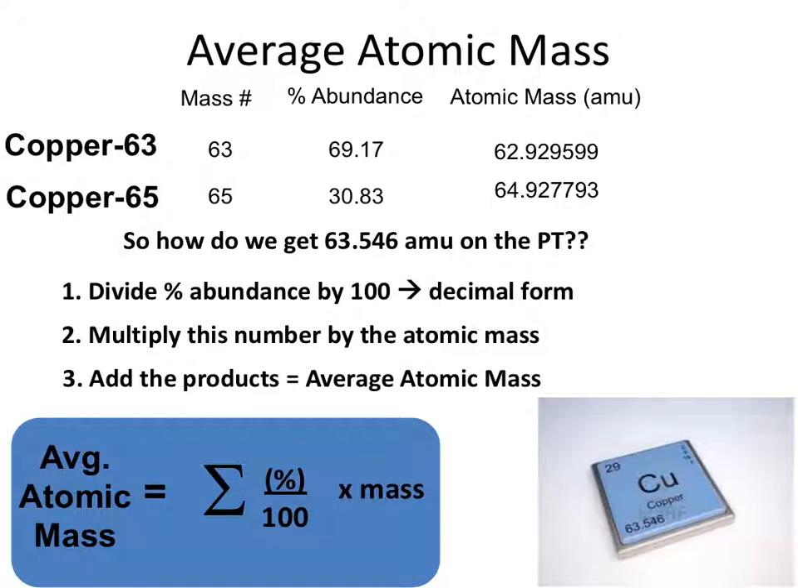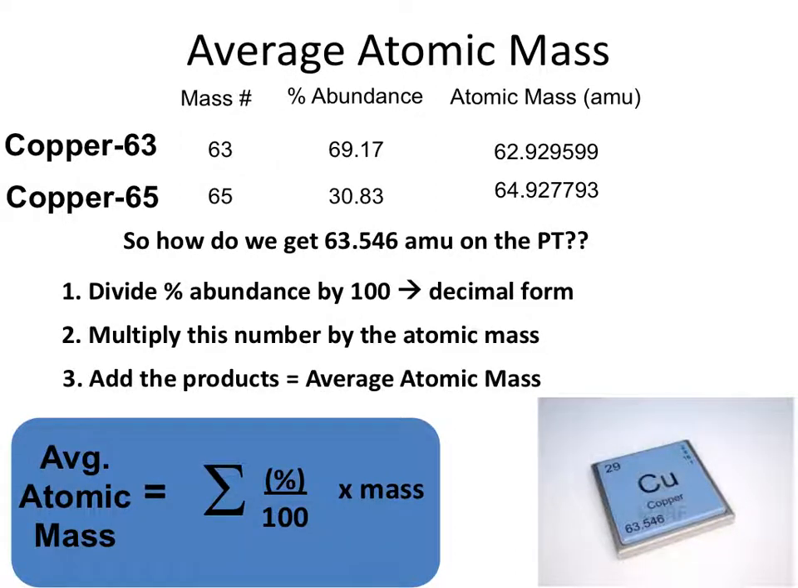Now, in order to do this, you're first going to take your percentage abundances and put them into decimal form. In order to do that, you divide these by 100. Then you're going to take those decimal values and multiply them by the corresponding atomic mass of each of the isotopes. Once you get the product of that multiplication, you're going to add those numbers together to get your average atomic mass, which is the number that you see below the element symbol on the periodic table.